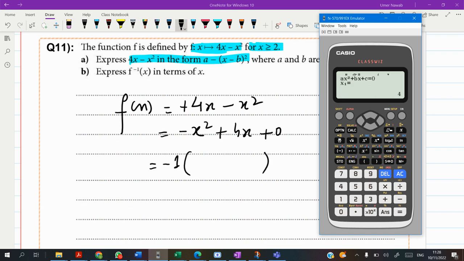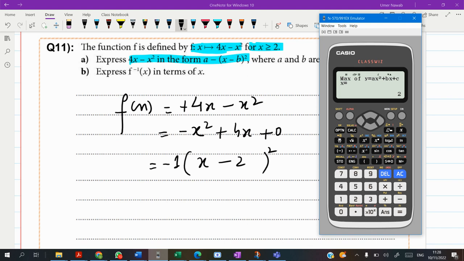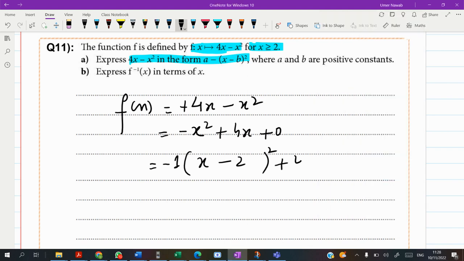When I enter it, the first answer comes to me as 4, ignore it. Second answer, ignore it. The next answer is 2. So if it is 2, I will write here x minus 2 whole squared. The next is 4 plus 4. So the vertex, I know, is (2, 4). So with the help of this, I wrote the answer.